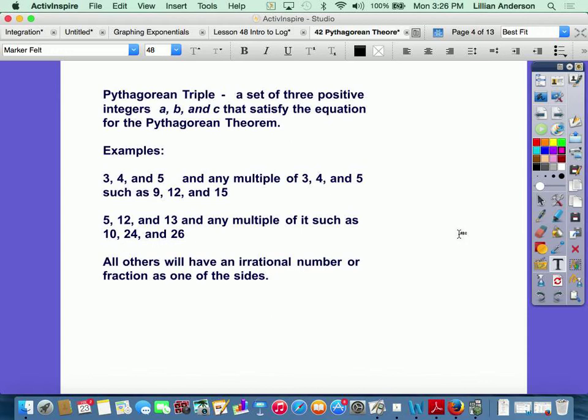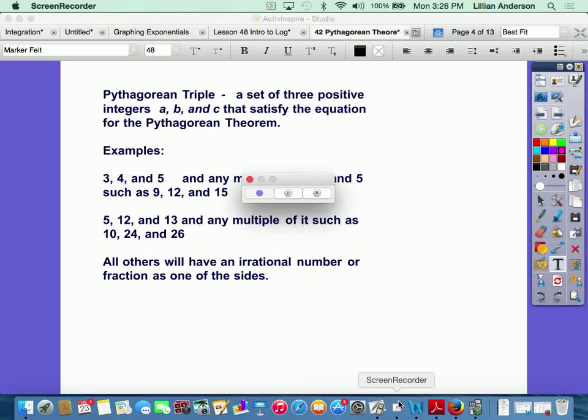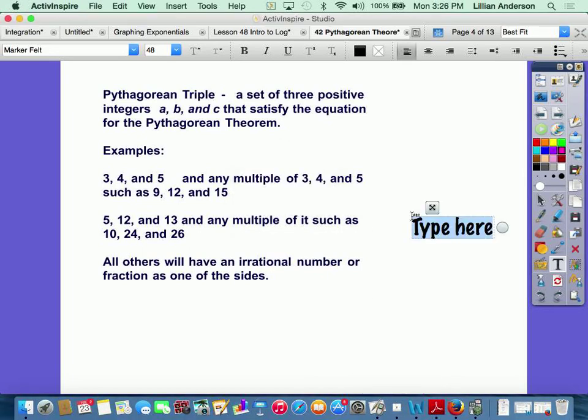Now, a Pythagorean triple is a set of three positive integers, a, b, and c, that satisfy the equation for the Pythagorean theorem. An integer is a whole number. It can't be a fraction, a square root, a decimal, or a negative number. It has to be a positive whole number. An example of a Pythagorean triple would be 3, 4, and 5.